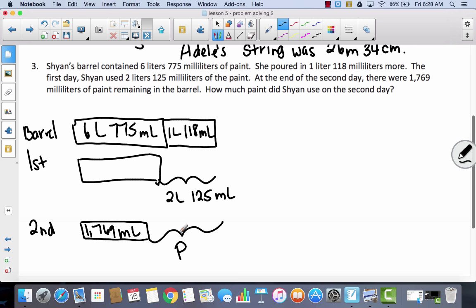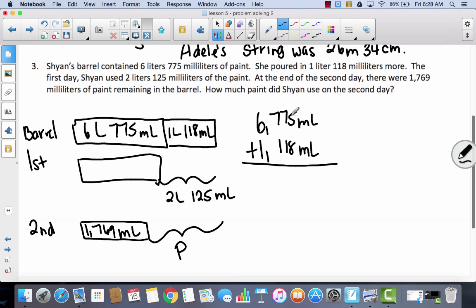So where should we begin? Well, I can't really figure out this until I figure out this. So first of all, I've got to figure out how much paint was in this barrel altogether. So I'm going to start by taking these liters and milliliters and converting them to milliliters. So I've got 6,775 milliliters plus 1,118 milliliters. I'm going to go ahead and find a total here.